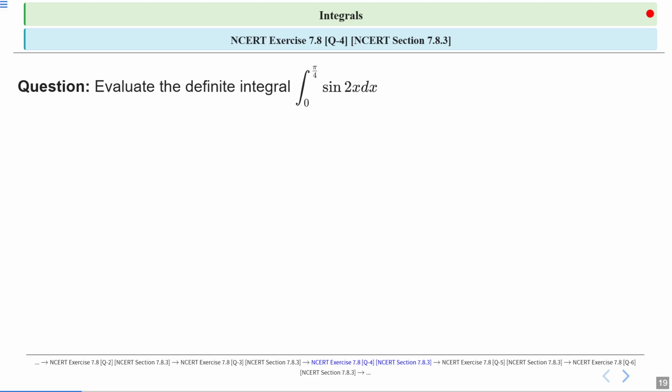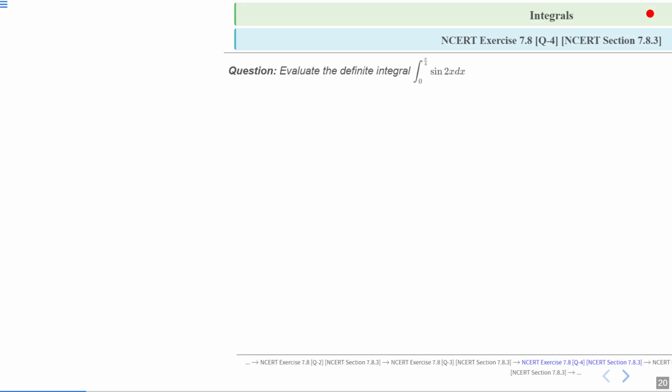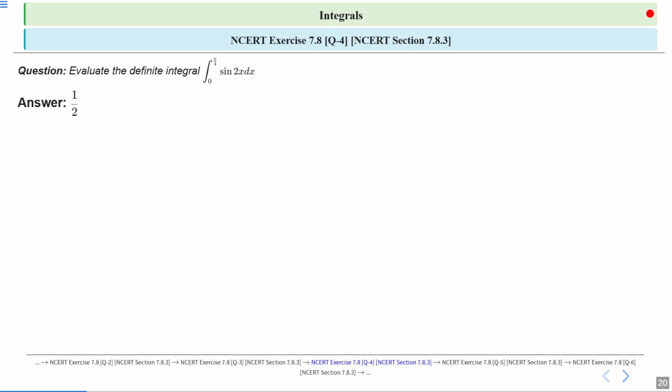Okay, so question number 4 is, evaluate the definite integral from 0 to pi by 4 of sine 2x dx. Try this. So the answer is 1 by 2.